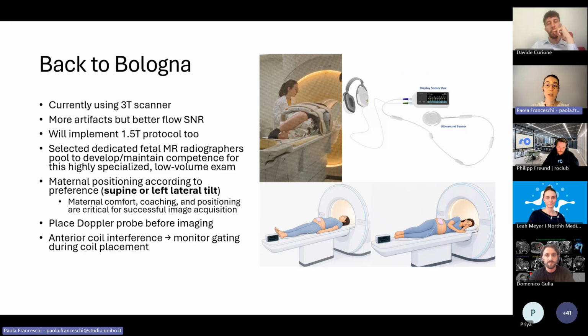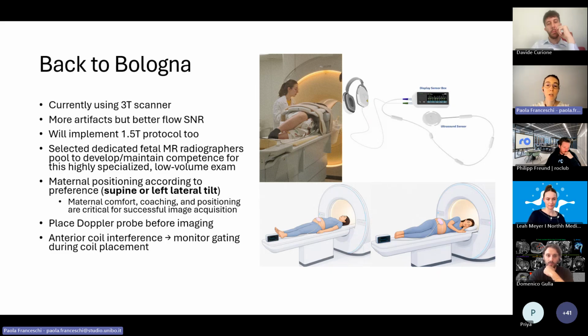Once we completed training, we started scanning in Bologna. We currently use a 3 Tesla scanner. The higher field strength provides excellent flow signal, although with more artifacts. We decided to work with a small dedicated team of radiographers so that they can build and maintain expertise on this very specialized and relatively low volume exam.